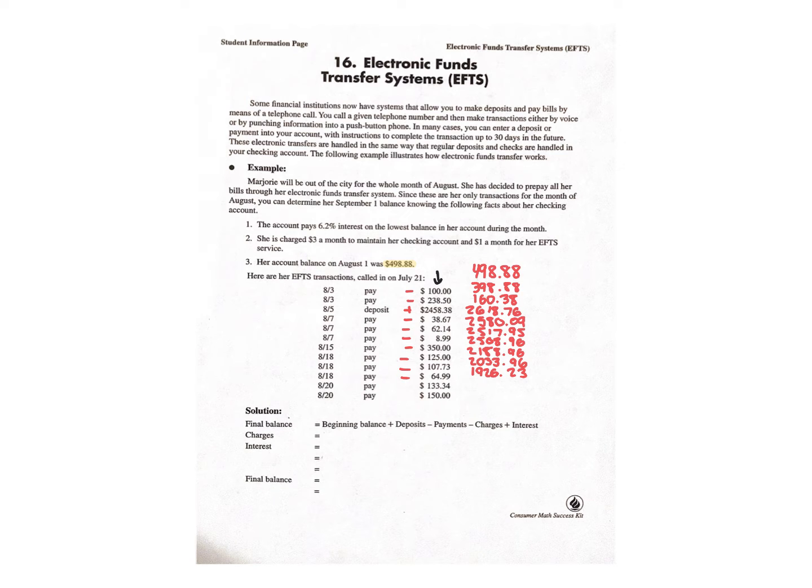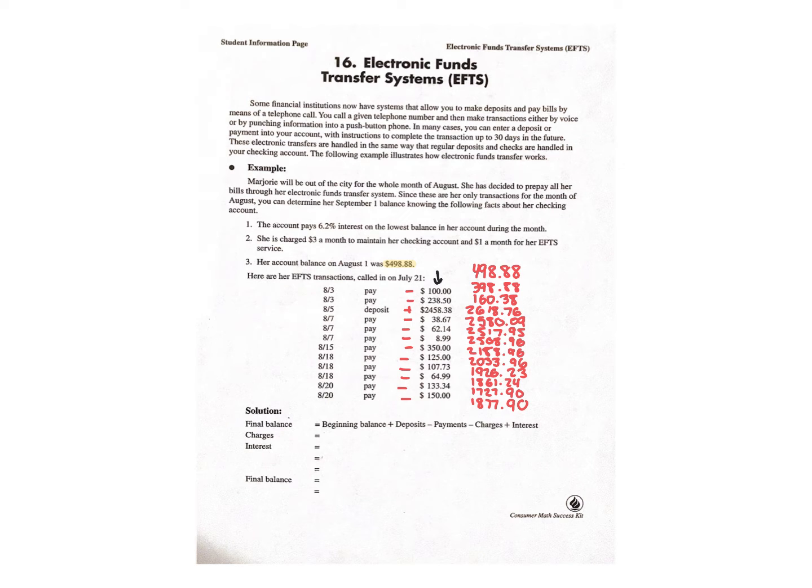And then a few more transactions. If we subtract off the $69, we have $1,861.24. And then if we subtract off $133, we have $1,727.90. And then if we subtract off $150, we have $1,877.90. So now we're able to see a bunch of information that we're going to need.